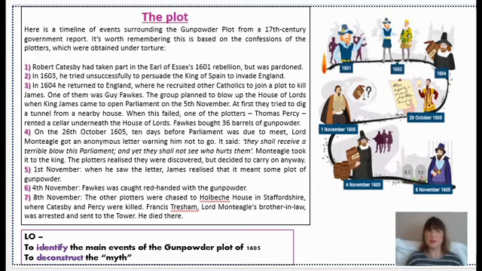Number six, 4th of November, Fawkes was caught red-handed with the gunpowder, despite the fact that apparently he was aware the government were coming. Number seven, 8th of November, the other plotters were chased to Holbeck House in Staffordshire, where Catesby and Percy were killed. Francis Tresham, Lord Monteagle's brother-in-law, was arrested and sent to the Tower, and he died there. And Guy Fawkes gave his full confession on the 9th of November.